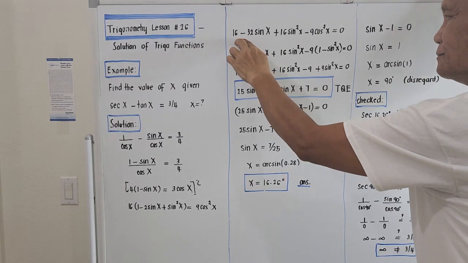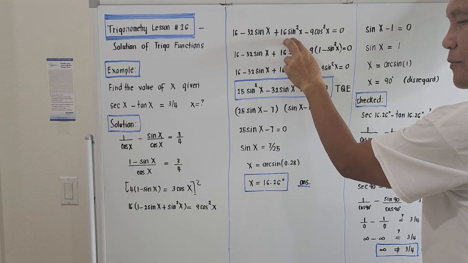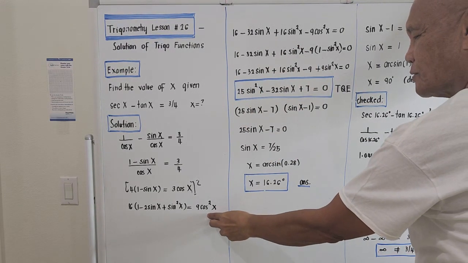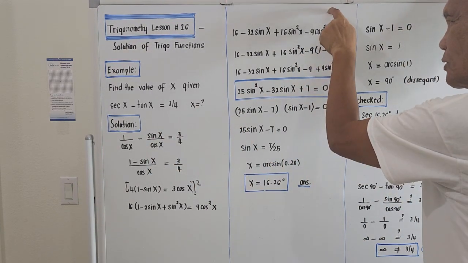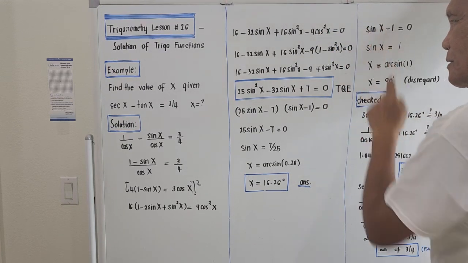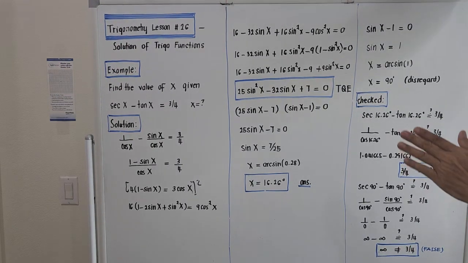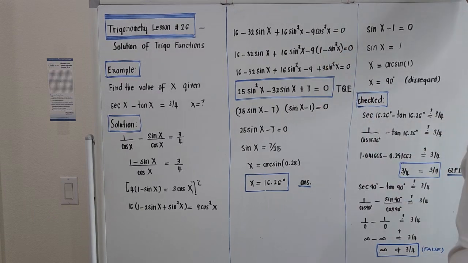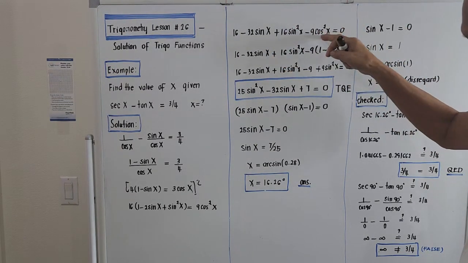This is 16 minus 32 sine of x plus 16 sine square of x. We will transpose this 9 cosine square of x to the left. So this will be negative 9 cosine square of x, and this should be equal to 0. If we try to inspect the resulting equation, it contains sine of x, sine square of x, and cosine square of x. We got a problem. What will be the problem? There are two separate functions, sine and cosine.